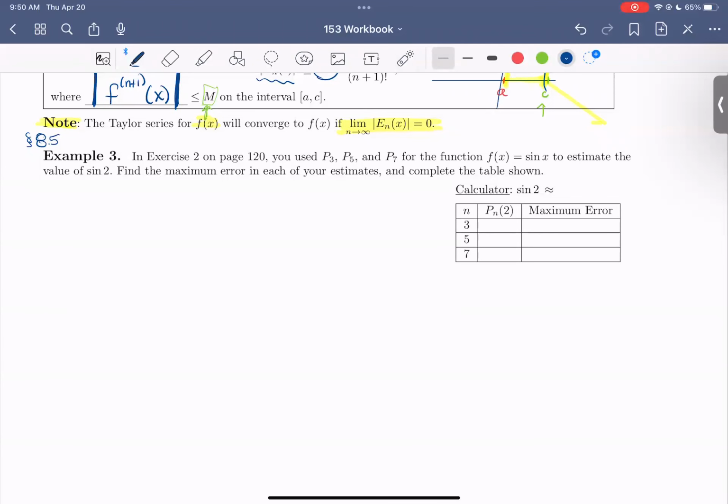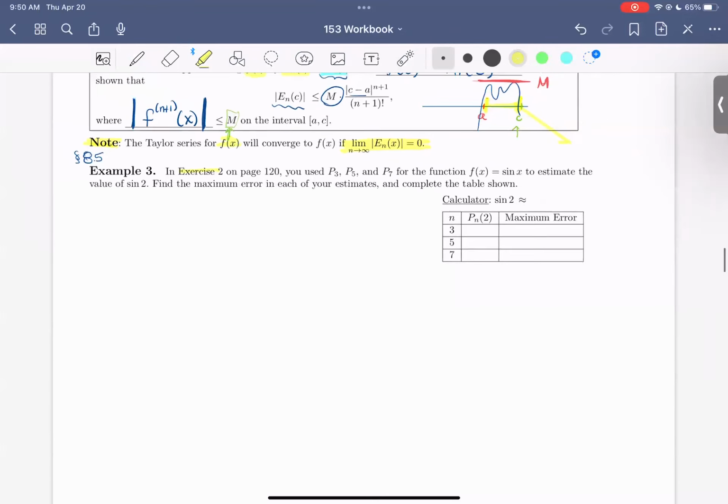Hello, everyone. In this video, we're going to look at example 3 in section 8.5 on Taylor series and Taylor polynomials. In this example, we use some of our results from exercise 3 in the examples and exercises in this workbook. So what I'd like you to do is pause the video and work through exercise 2 on page 120 before continuing.